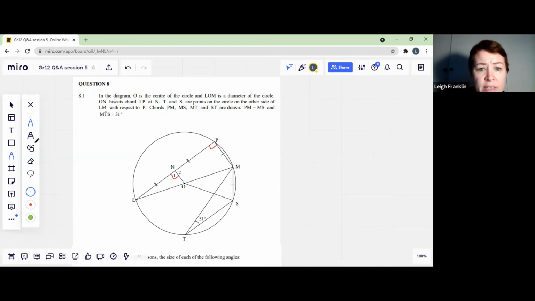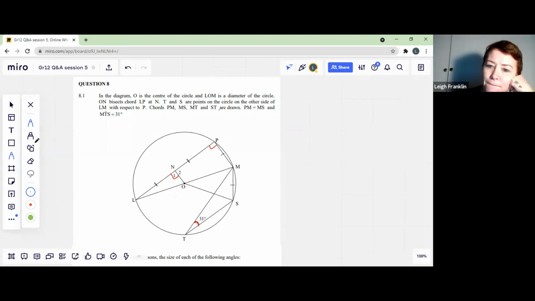And then they tell us that there are different chords that have been drawn, PM, which we notice is the same as MS. MT and ST are drawn, PM equals MS, and MTS. So this angle over here is equal to 31. One more question before we move on and look at the questions at the bottom. What other angle in this diagram is therefore also going to be equal to 31?